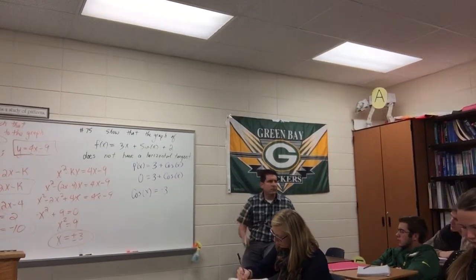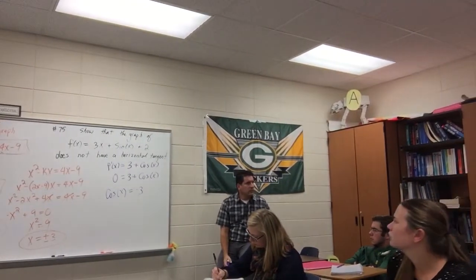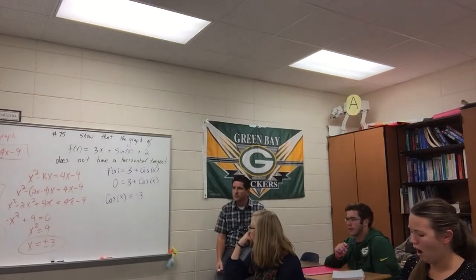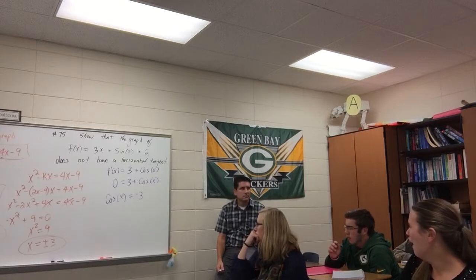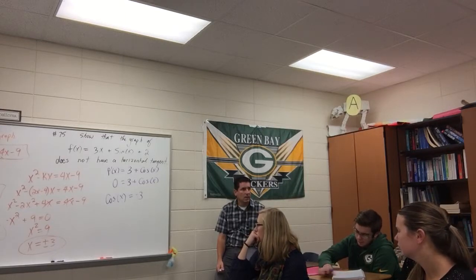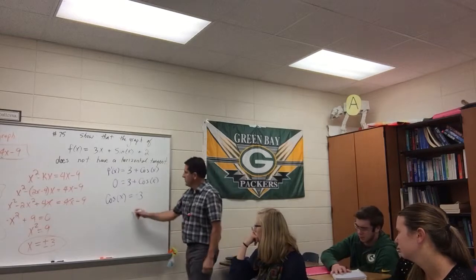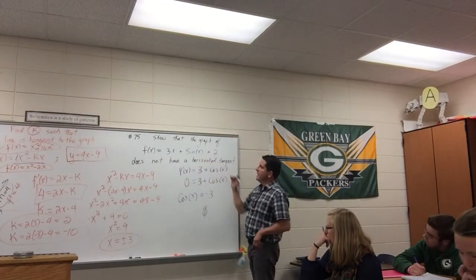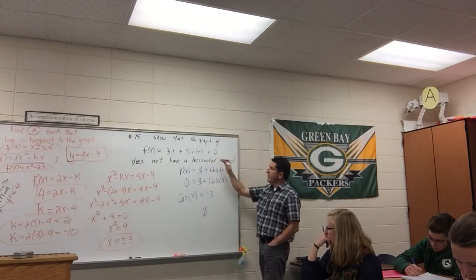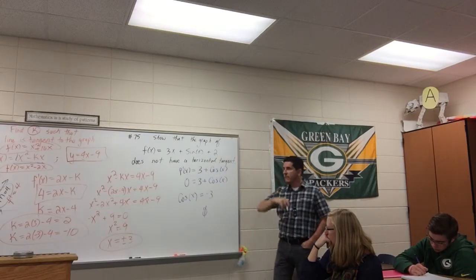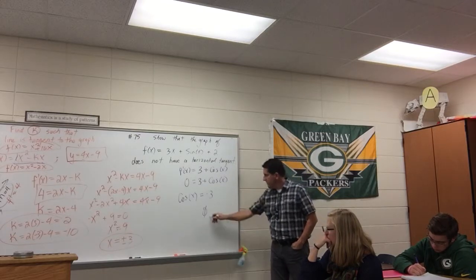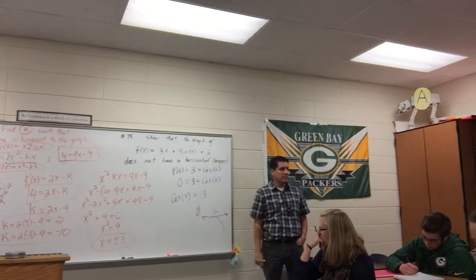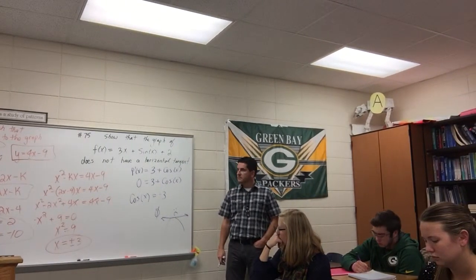Think of the unit circle. What x values make the cosine give you an answer of negative 3? None. Nowhere on there. So this is no solution. This is a proof of the fact that when you draw that function, it doesn't have any horizontal tangents. It never levels out so that it has a horizontal tangent. Never happens.